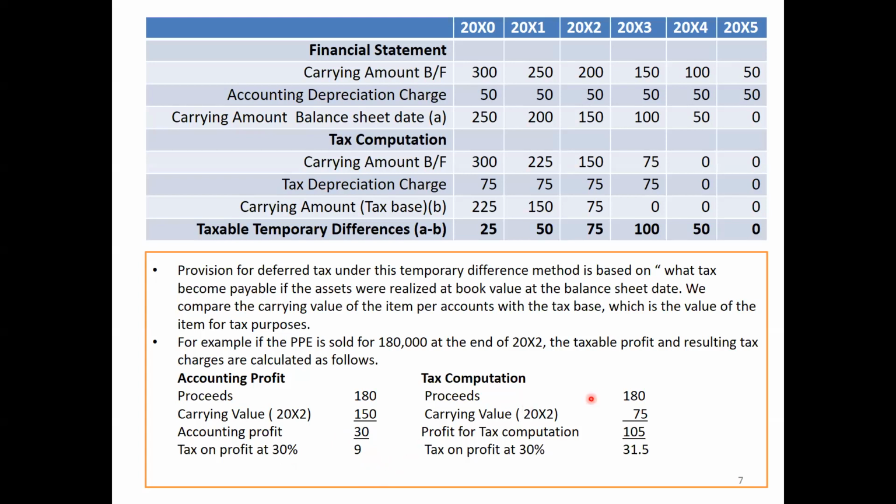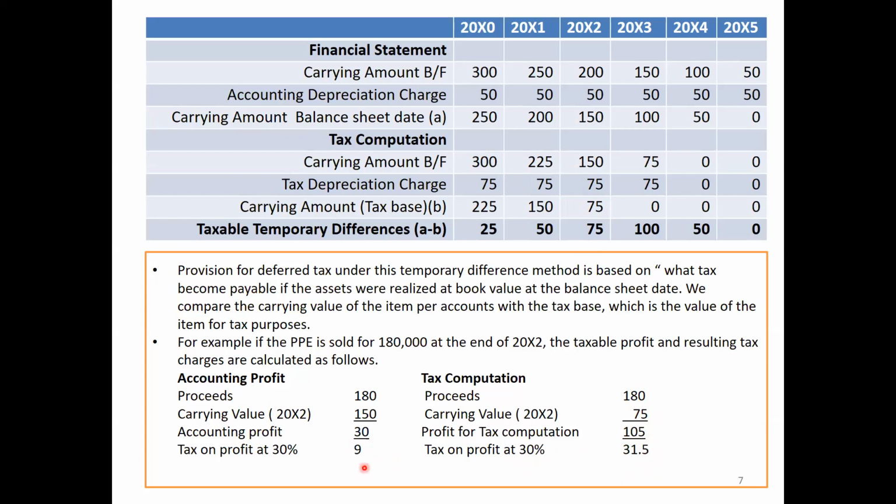And when we consider these sales based on tax provisions, the proceeds, the selling amount, is 180, but the carrying amount is 75. How do we get this 75? We have used this asset for 3 years, no? 75, 75, 75. Altogether, how much? 225. Then 300 minus 225 equals 75,000. The carrying amount is 75,000. So 180 minus 75,000 equals 105. Here, the profit on tax computation, how much? Taxable profit is 105. The tax rate is 30%.